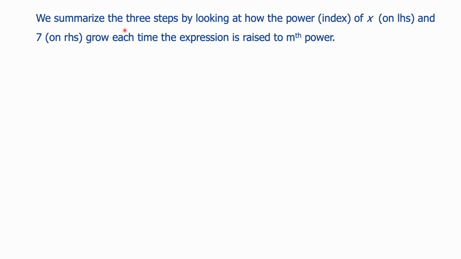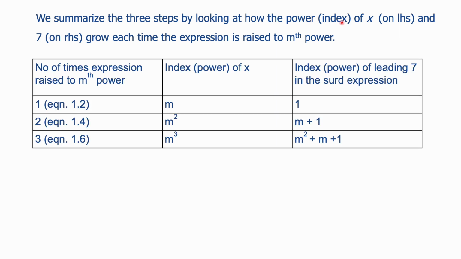We summarize the 3 steps by looking at how the power, that is the index of x on the left hand side and 7 on the right hand side, grow each time the expression is raised to the mth power. We can see the number of times the expression is raised to the mth power in column 1 and the corresponding powers of x and the leading 7 in the second and third columns. In equation 1.2, the expression was raised to the mth power once. Thus, the index of x was m and that of the leading 7 was 1.